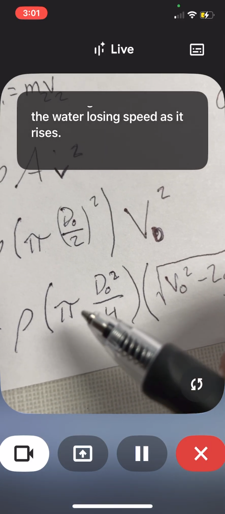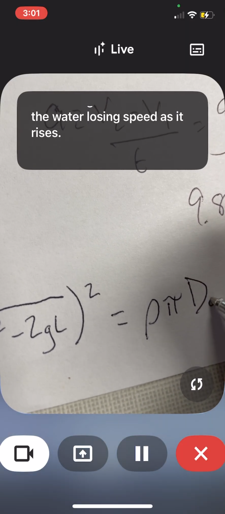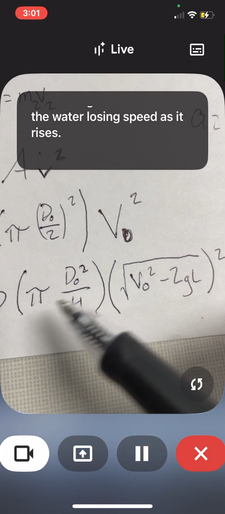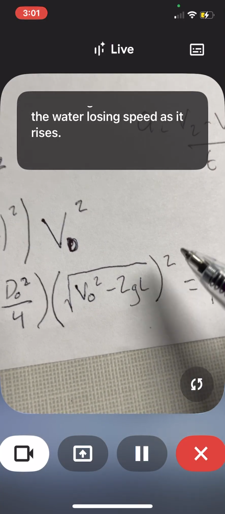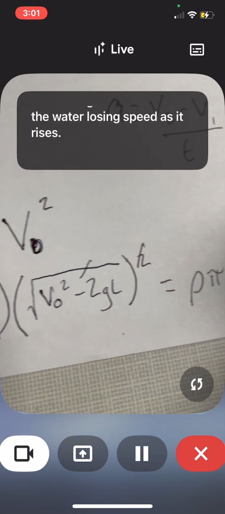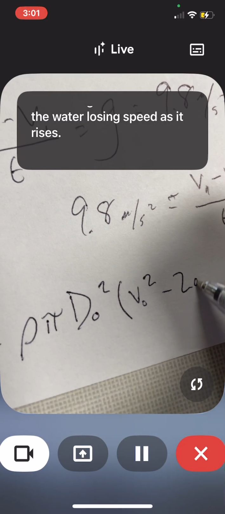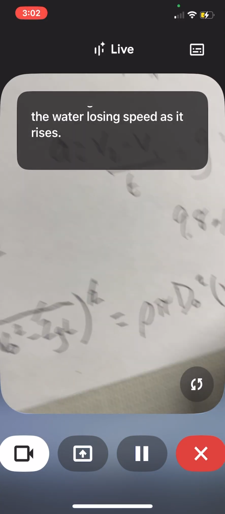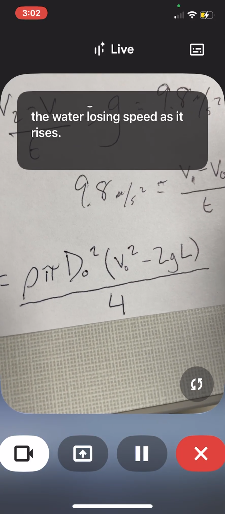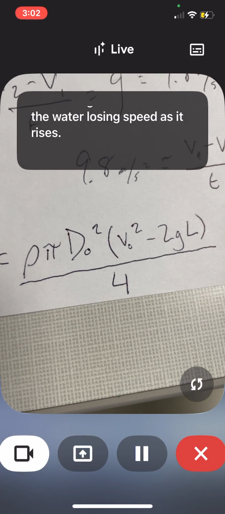rho pi diameter squared. Maybe we can just put everything over 4 at the end. These two cancel out here, and we're left with parenthesis V initial squared minus 2 gravity length it traverses, all divided by 4. Does that look like the right answer then? Or am I missing anything, or am I incorrect in any part?